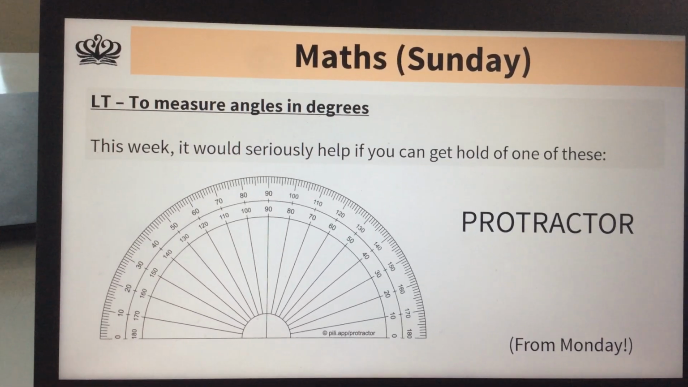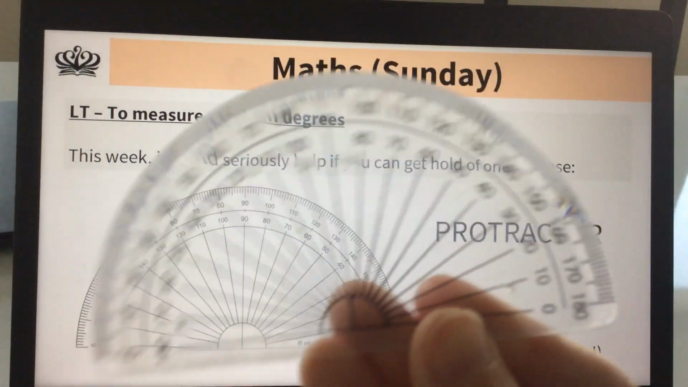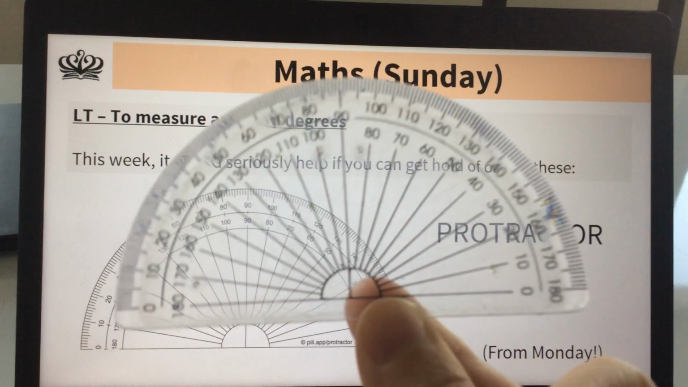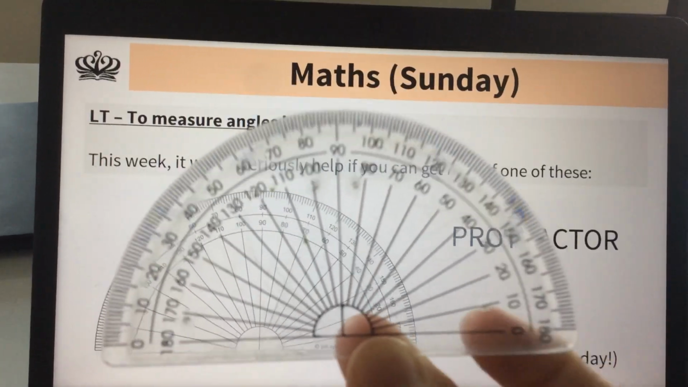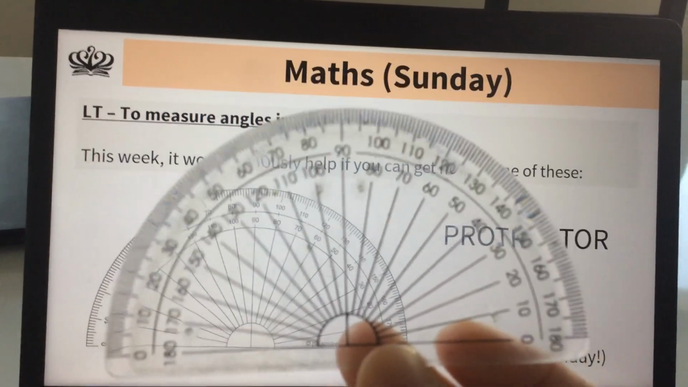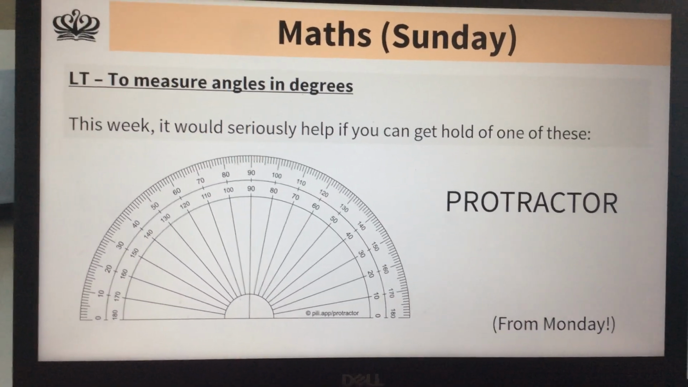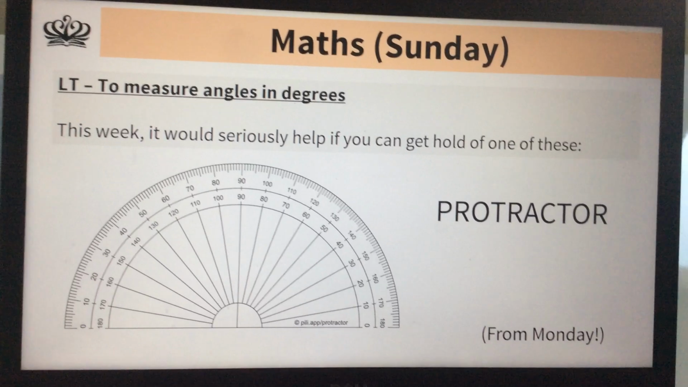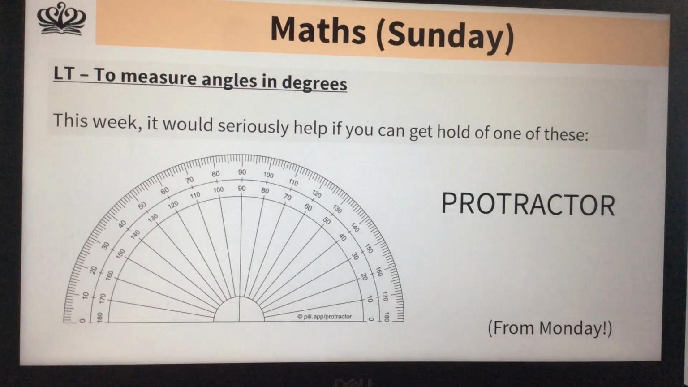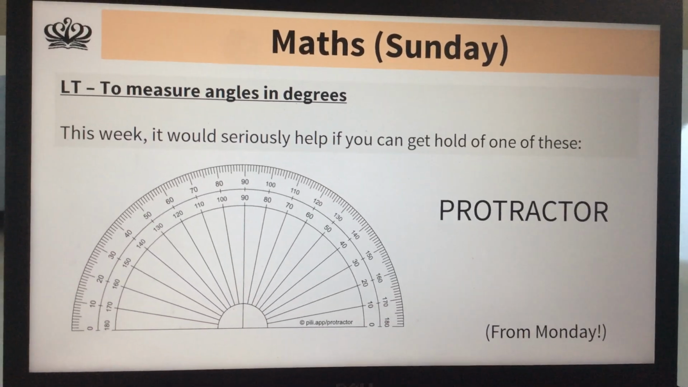So this week, if you happen to have a protractor at home, that would be really useful. Okay, if you can't get hold of one, if you don't have one, that's okay. We've found an interactive version that we can use online, but it would be really great if you do have one of these. It will come in useful from tomorrow.